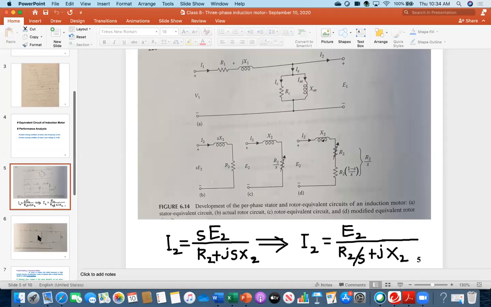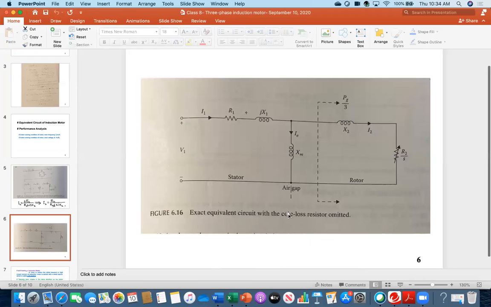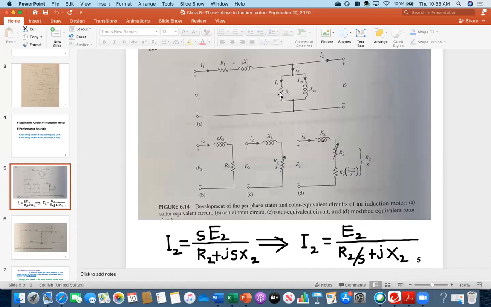For example, here I have shown the exact equivalent circuit with the core loss resistor omitted. You see that portion, and that is the rotor side as I told you. But here I am showing only XM, and that is the title, the figure caption, with the core loss resistor omitted. As I told you before, this is basically the core loss, and this is very small. So this is the main dominating magnetization effect, because the induction motor is working on the magnetization principle, same as the transformer. That's why this portion is very important. You might neglect this one.